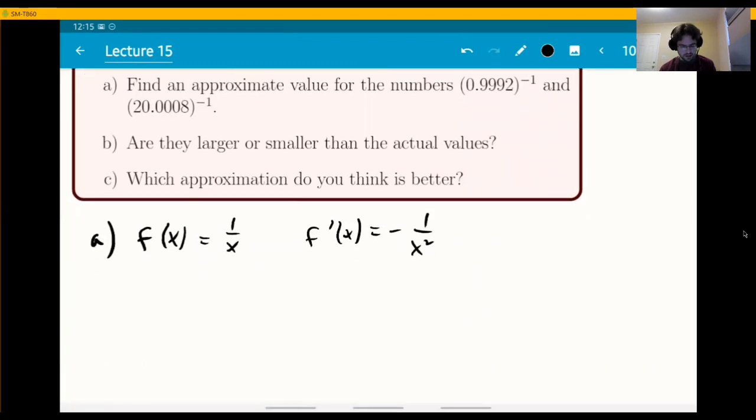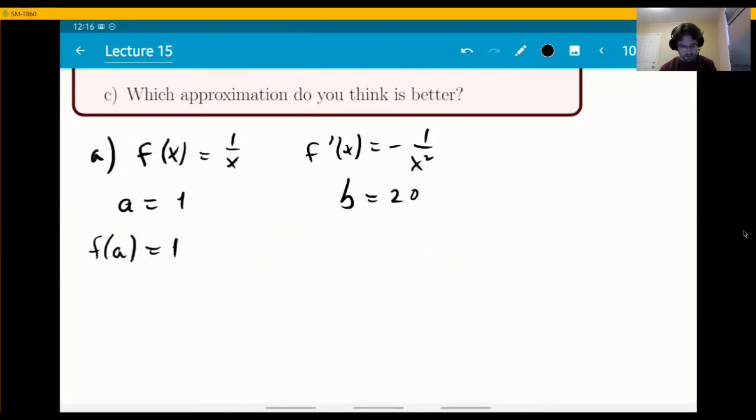In this case, let's call them A and B, the two numbers around which we are finding an inverse. What do you think they should be? Well, a number close to this one where we know an inverse is just 1. And here it would be 20. So let's say A is 1 and B is 20. Let's find the linear approximations around these guys.